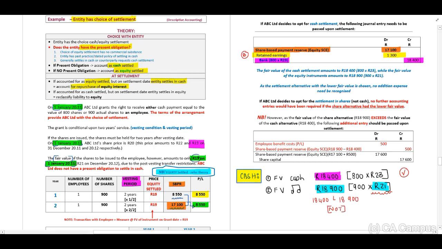Now, option number two, and I'm going to write in option one. Please add this to your page, and option two. If the fair value of the share alternative was 18,900 and they've chosen to opt for shares, this will now exceed the fair value of our cash alternative of 18,400. We need to recognize the additional journal entry and we will have to debit our employee cost with 500, credit our share-based payment reserve, and we may now clear our share-based payment reserve account, debit share-based payment with this 17,100 plus the additional 500, and credit our share capital.